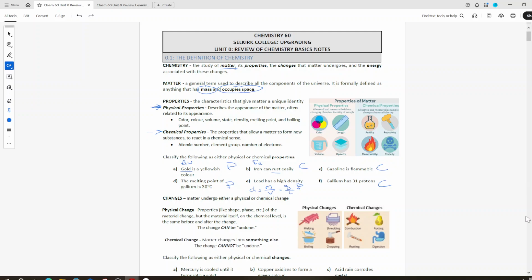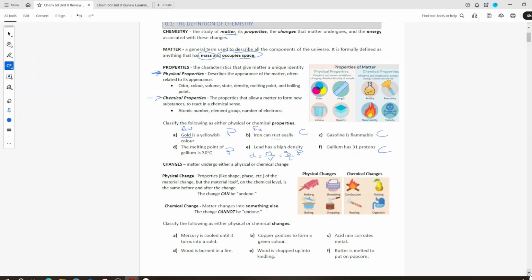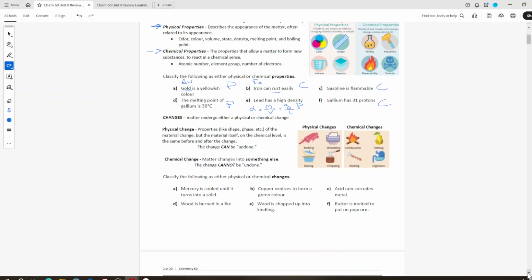All right, the next little bit here is just the difference between chemical and physical changes. So when matter is undergoing a change, it can either be a physical or a chemical change. A physical change is things like shape or phase, but the material itself on the chemical level is the same before as it is after. Now, we always say that physical changes are changes that can be undone. I would argue that it's pretty difficult to undo shredding of paper, but you could, right? We could take the paper and somehow get it to bond back together.